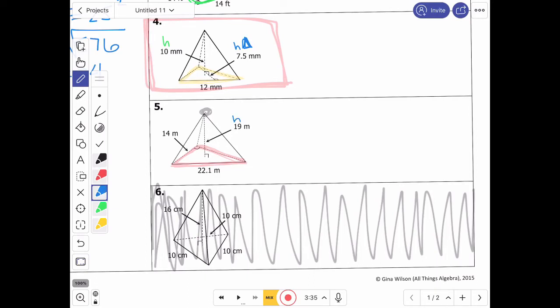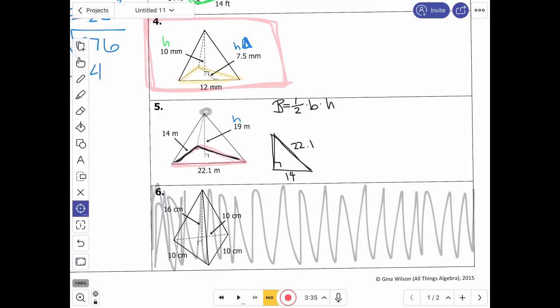Okay, and then I need to find the area of my base. So the area of my base has to be 1/2 times the base side times the height of just that triangle. So looking at my triangle, I have a right angle being formed there. So if I were to draw this right triangle here and just think about finding the area of it, there's my right angle. This side would be 14 meters, and then this side would be 22.1, the diagonal side. My base of the triangle could be 14, and then my height is unknown right now.